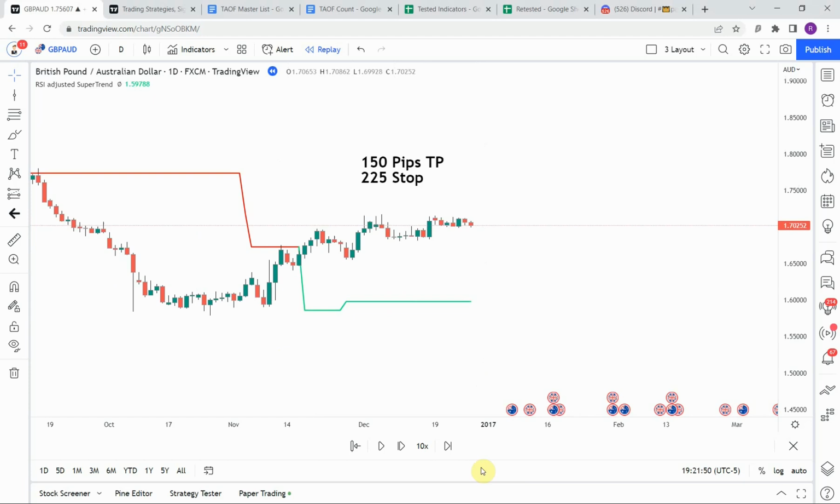Today we will be testing the RSI adjusted SuperTrend.